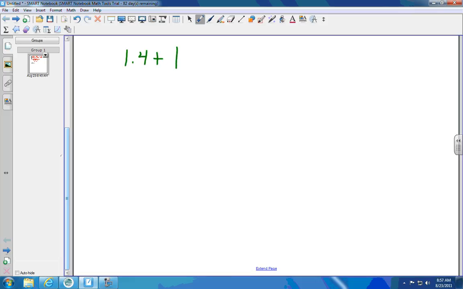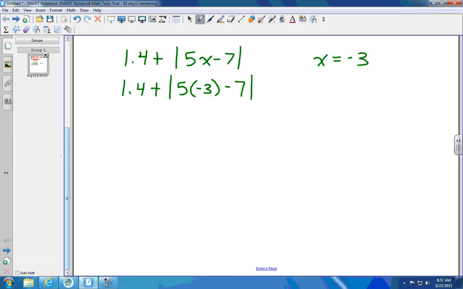Plus the absolute value of 5x minus 7. That's it. So it's not even an equation, it's just another expression. And it tells you x equals -3. So you're going to plug that number in. Absolute value works like a grouping symbol as well. You're going to simplify inside there as much as you can. Make sure you have your absolute value bars a little bit longer than a 1, so you don't confuse yourself there.